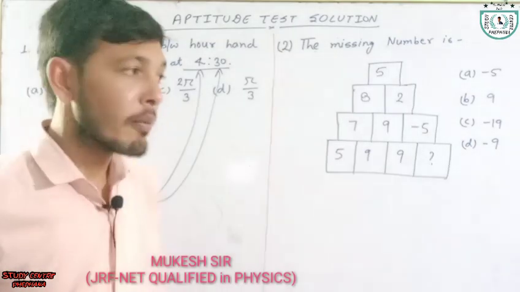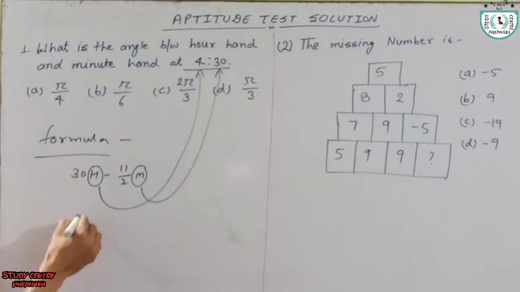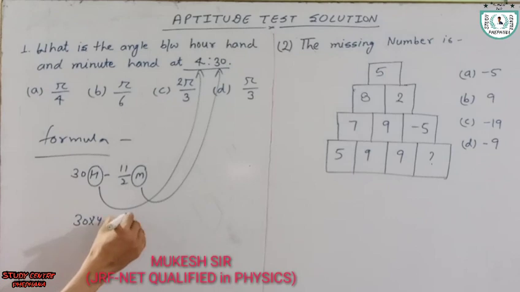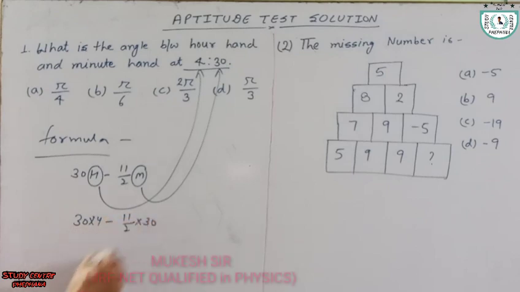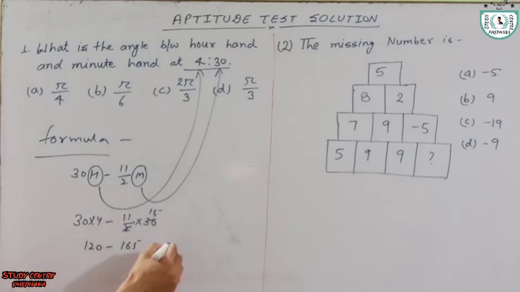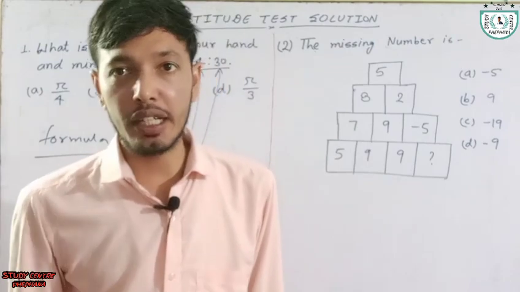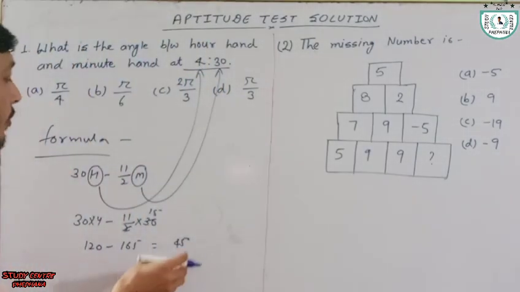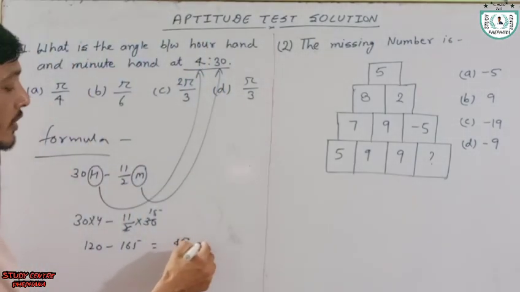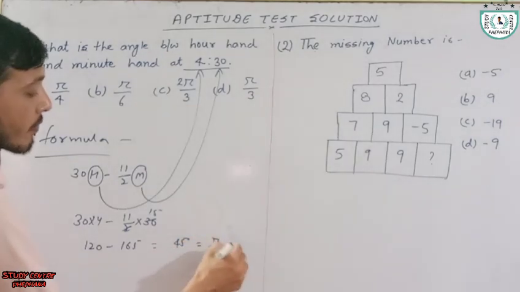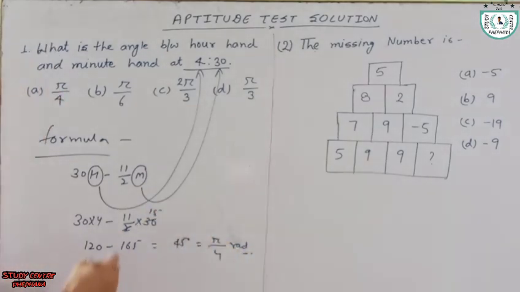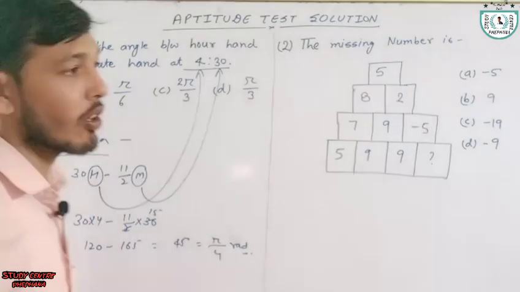Okay, put their values. We have 30 into 4 minus 11 by 2 into 30, that is 120 minus 165, that is 45 degrees. Hence the angle between the hour hand and minute hand at 4:30 is 45 degrees. 45 degrees means pi by 4 radian. Hence the correct option is pi by 4, A.